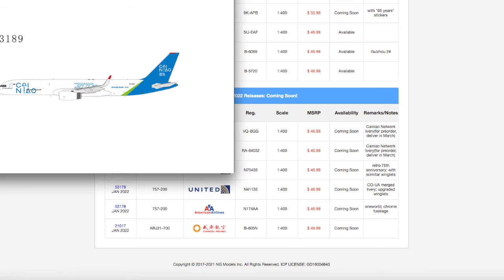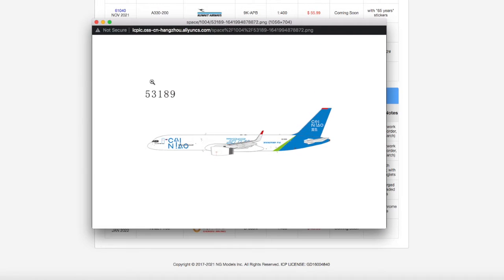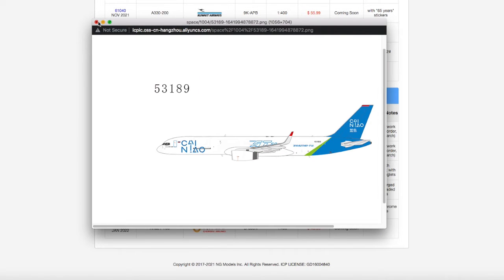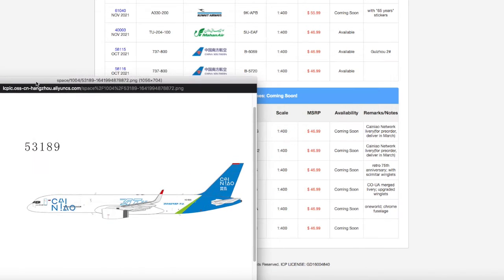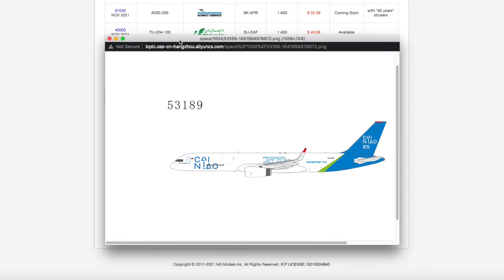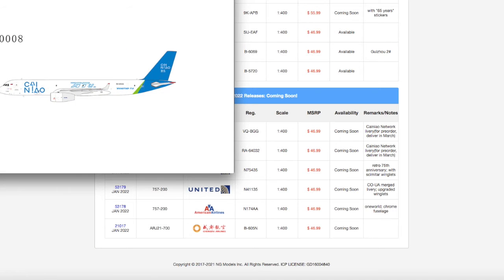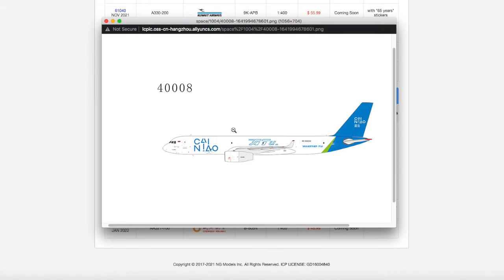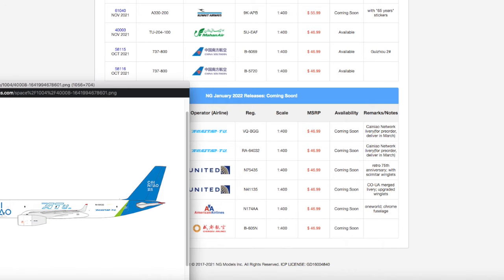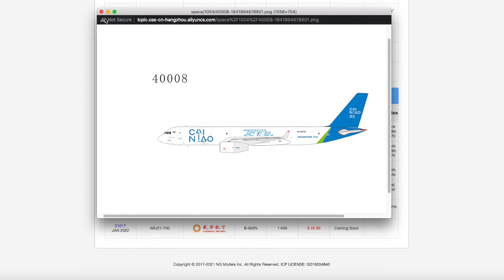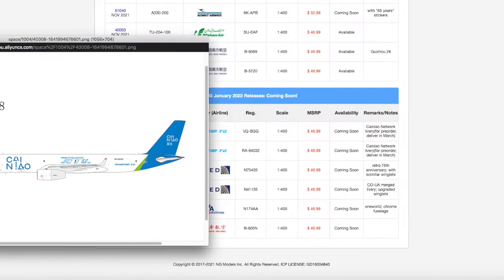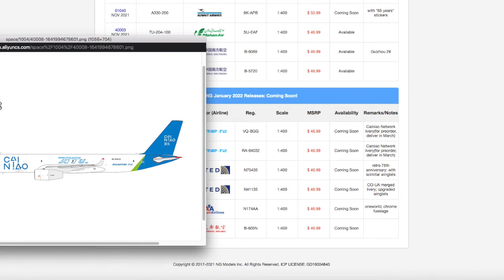757-200. Now, the 757-200 is registered Victor Quebec Bravo Golf Golf. It's 1:400, and it's $46. And the Tupolev TU-204 in the Kai Niao Aviastar livery is a Russian-registered TU-204, Romeo Alpha 64032, and it costs the same as the 757.